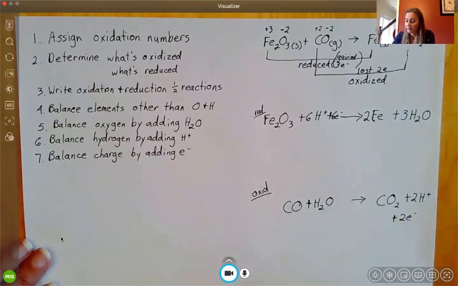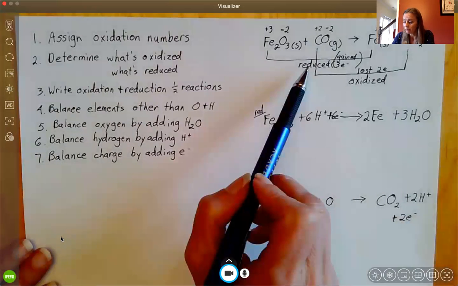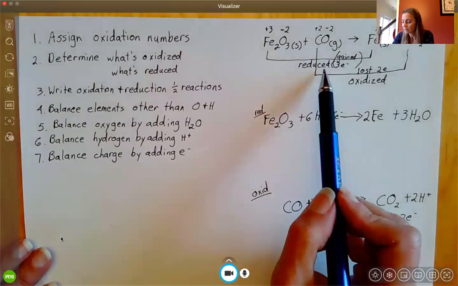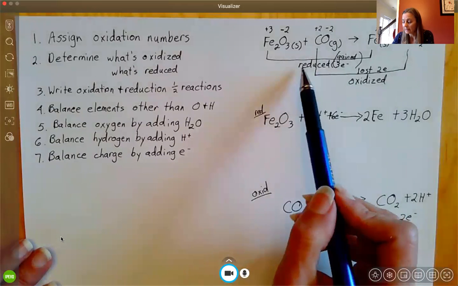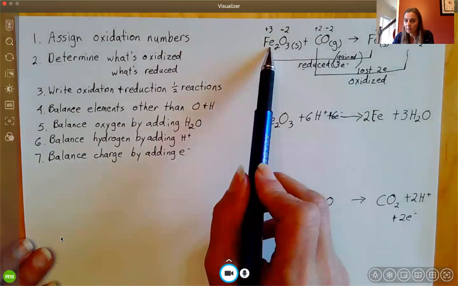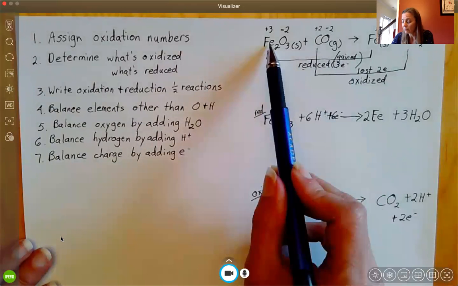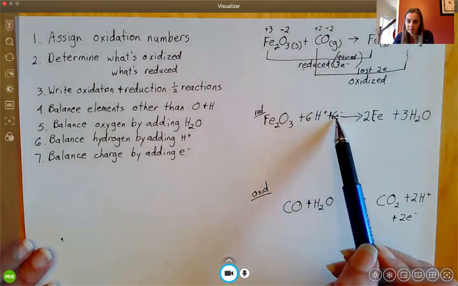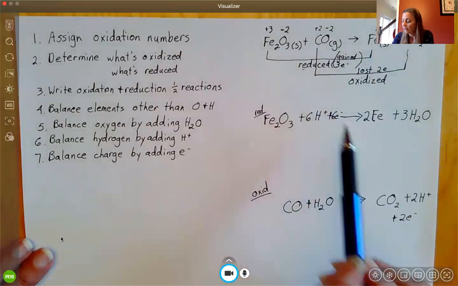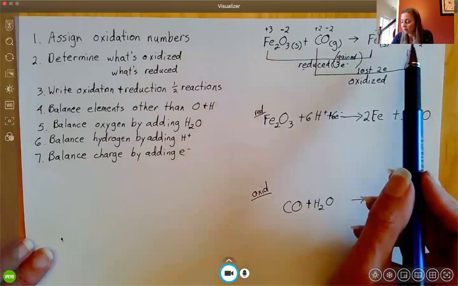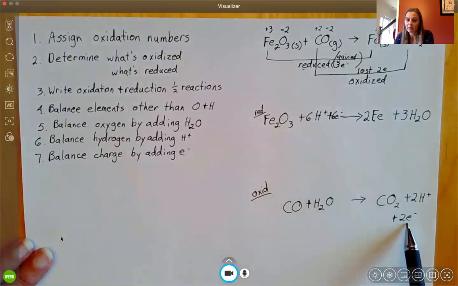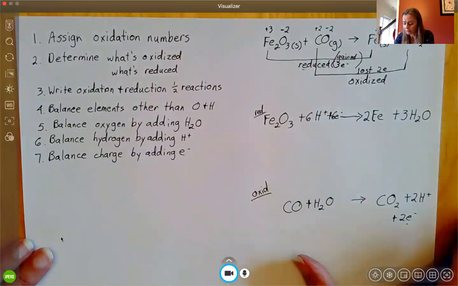Now, if we go back to our original, so this is our first checkpoint. If we go back to our original equation, we can see that we said that iron gains 3 electrons, but there are 2 irons. So each iron must gain 3 electrons. So that matches up with the 6 electrons that we've added here. And we said that each carbon loses 2 electrons, and that matches up with the 2 electrons that we have here. So now we've balanced our charges by adding electrons.